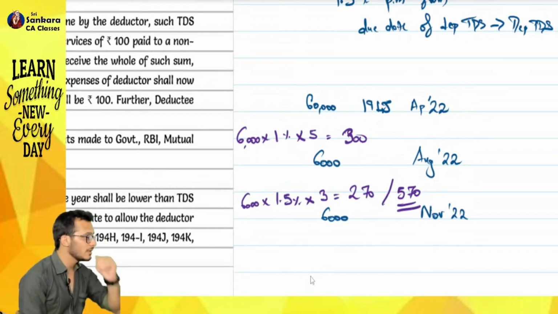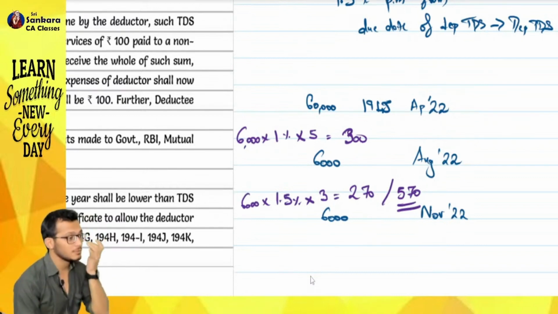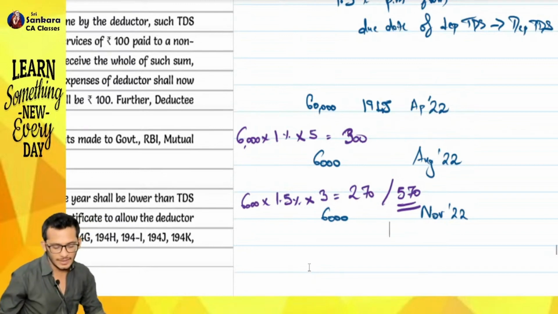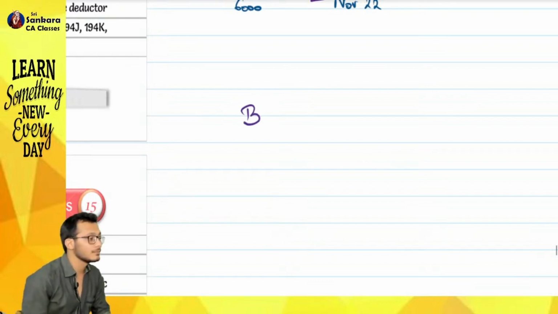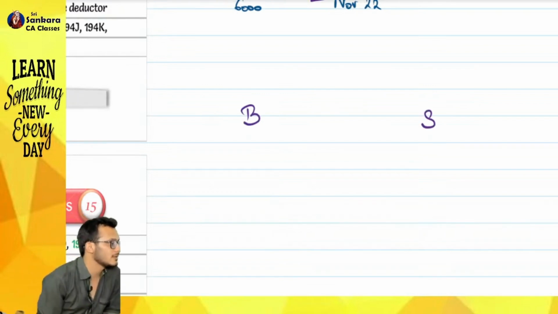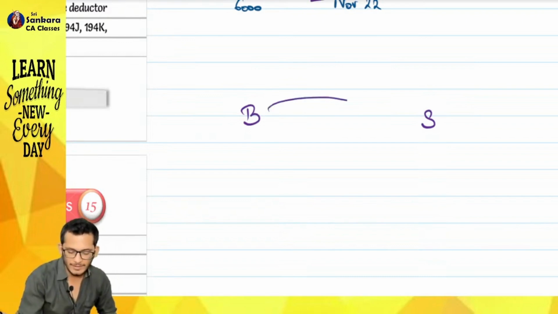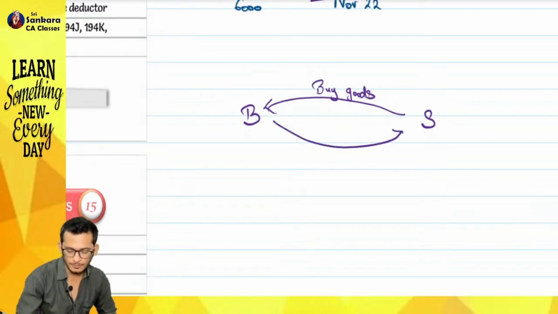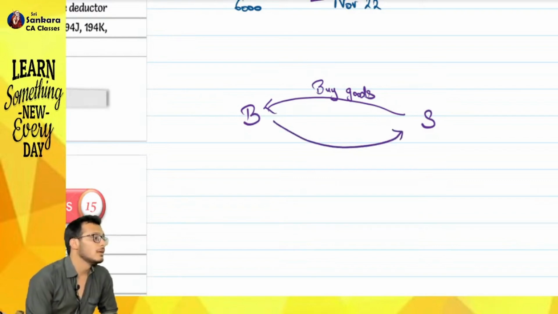You have one small thing called TCS, meaning tax collected at source. What happens in TDS and TCS? In TDS, you are the buyer, and there is a seller. Buyer is going to buy the goods. Seller is going to receive the payment.